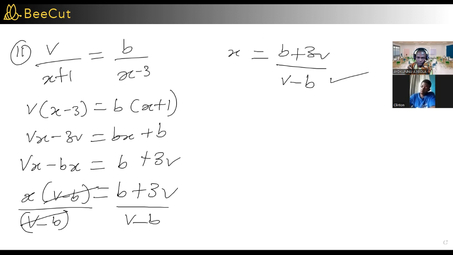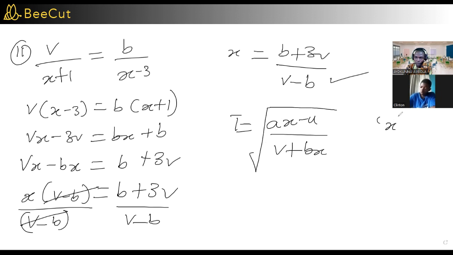I'll give you one to try. This one says make x the subject of the formula. So t equals the square root of (ax minus u) over (b plus x). So you are making x the subject in this question. Okay, sir.